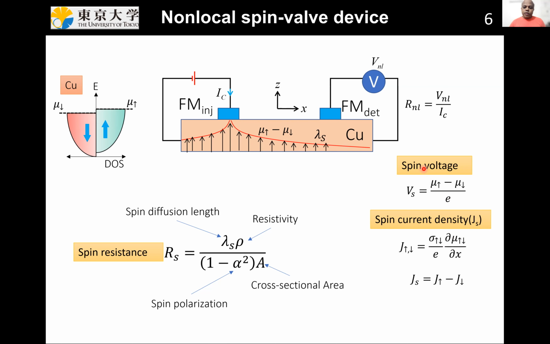Accordingly, we can also define a spin voltage, which is the difference between the electrochemical potentials normalized to the electronic charge. And similar to electrical current and voltage, we can also define a resistance. We call it spin resistance, which depends on the spin diffusion length and resistivity of the material, spin polarization, and the cross-sectional area of the spin transport channel. Now in this device, if you put a voltmeter at the other end between the ferromagnet and the copper, you can detect a voltage.